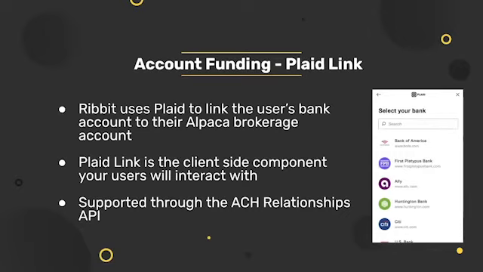And just to quickly mention how this works through Broker API, Plaid Link is supported through the ACH relationships API. So you just have to send us the processor token, I believe it is, and that's all we need to get started and link that bank account directly to the Alpaca brokerage account from there.